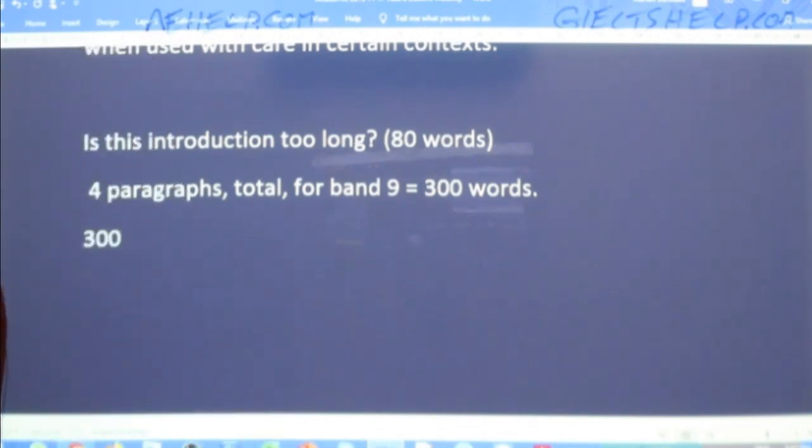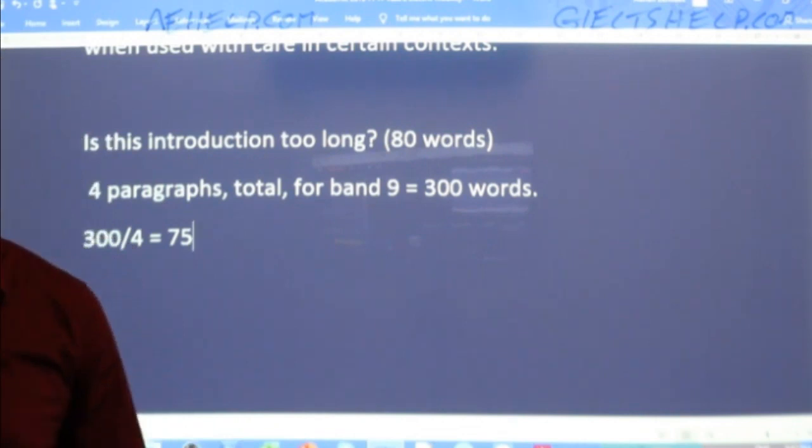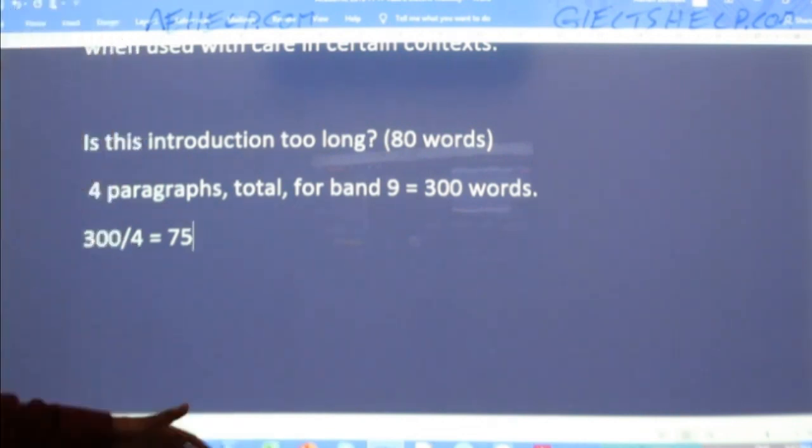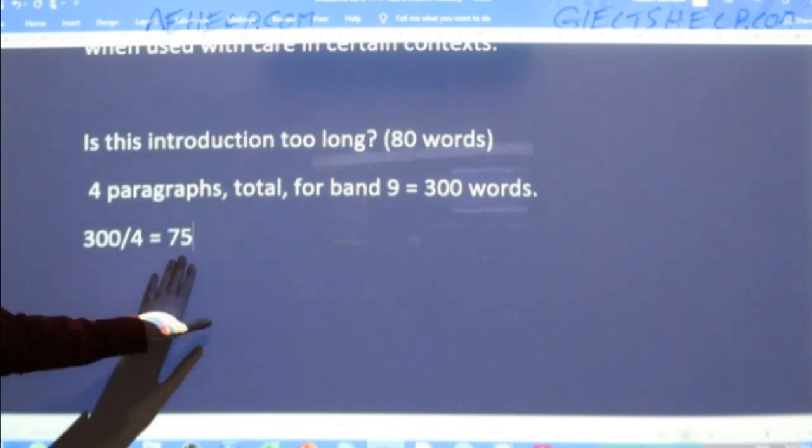300 divided by 4 equals 75, right? Okay, following with me so far? Okay, so 300 divided by 4 is roughly 75, right?